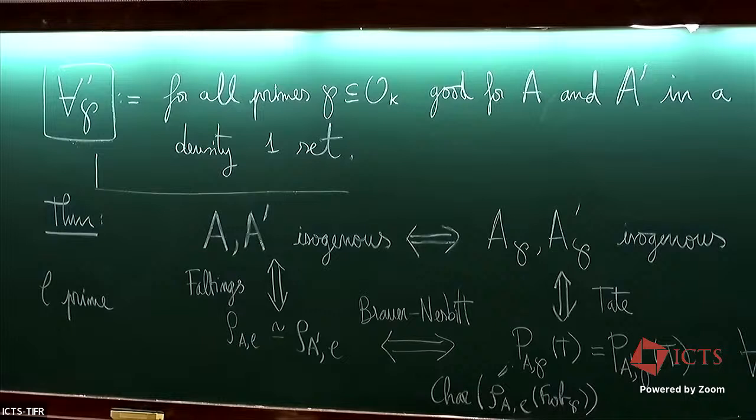And by geometric, what do I mean? Well, take now the base changes of A and A prime to an algebraic closure of K. So I'll denote by A bar the base change of A to K bar. And suppose that they are isogenous.